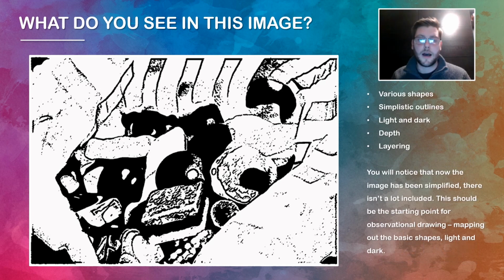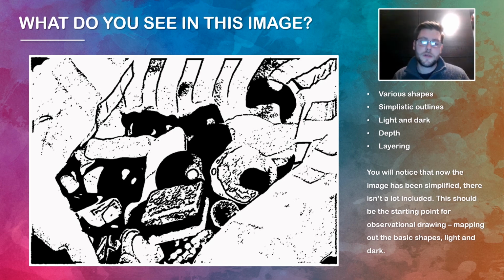Okay, time's up on that one. And you'll see, even in my list, there's a lot less things I can notice. So there are still various shapes. There are simplistic outlines in this one. There's light and dark, there's depth, and there's layering. But they're very, very basic shapes. And you'll notice that now that it's been simplified, there isn't much there.